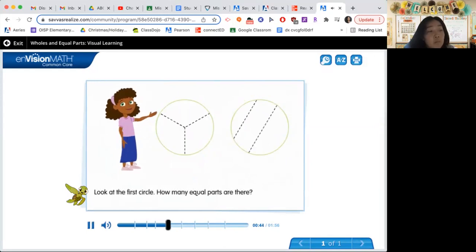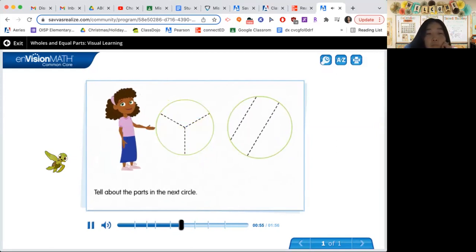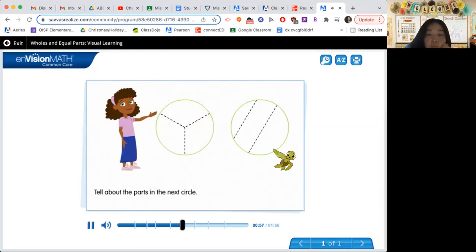Look at the first circle. How many equal parts are there? There are 3 equal parts. These are thirds. Tell about the parts in the next circle. There are unequal parts. They are not thirds.